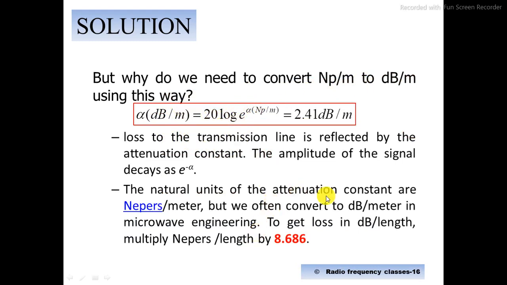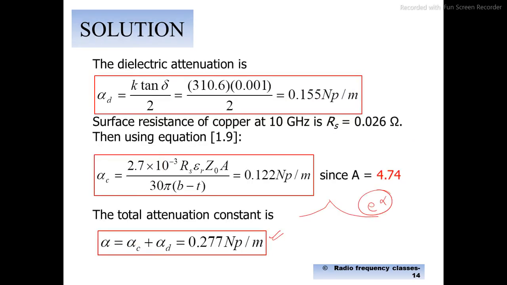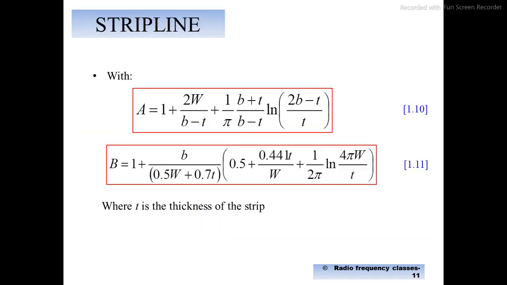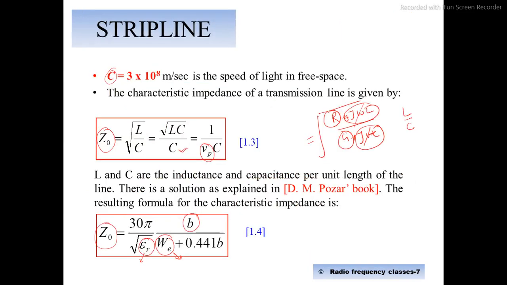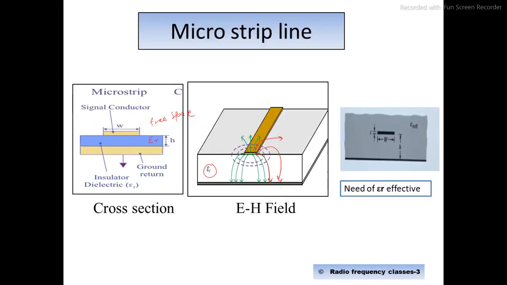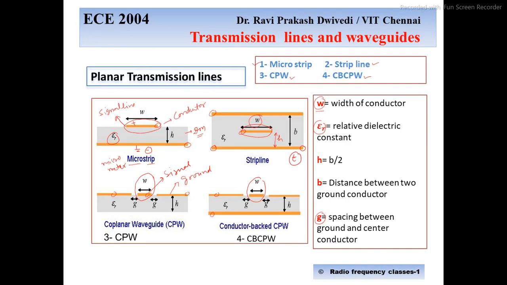Now when we are converting it, this loss in dB per length is Nepers per length multiplied by 8.686. This you have to remember. This is a very easy factor. So using this factor, we can convert vice versa, from dB to Nepers, Nepers to dB. Okay, fine. So till here I have explained all the calculation. Just let me move to the first slide. Yes. So here I have discussed the strip line.